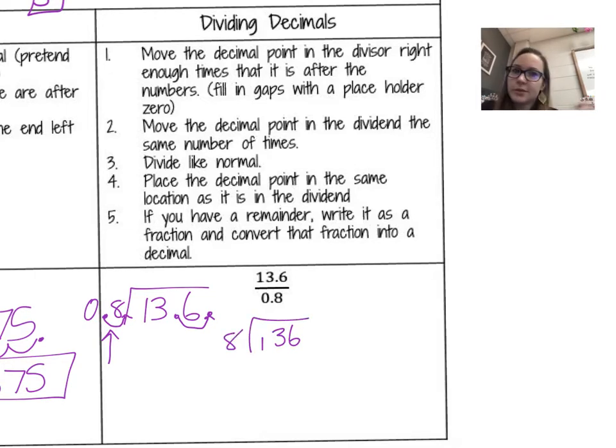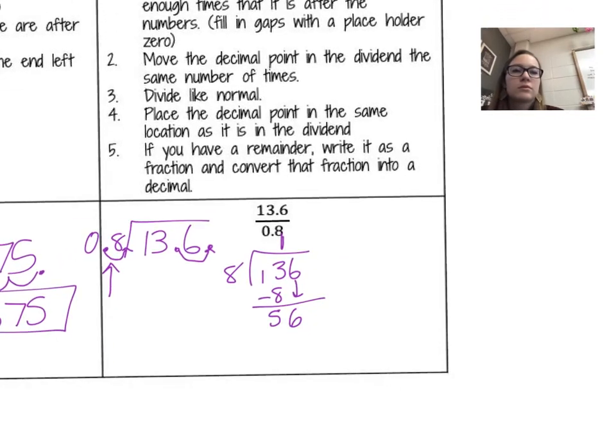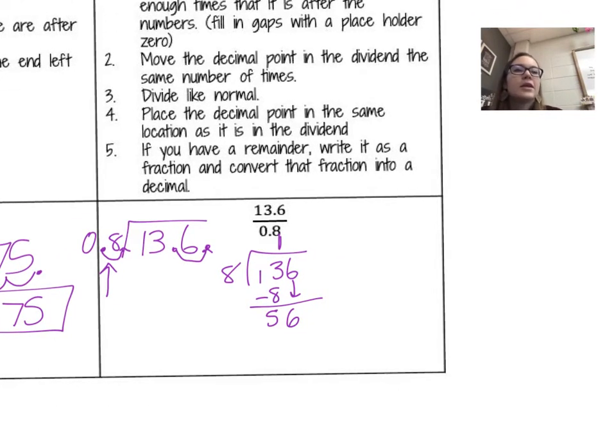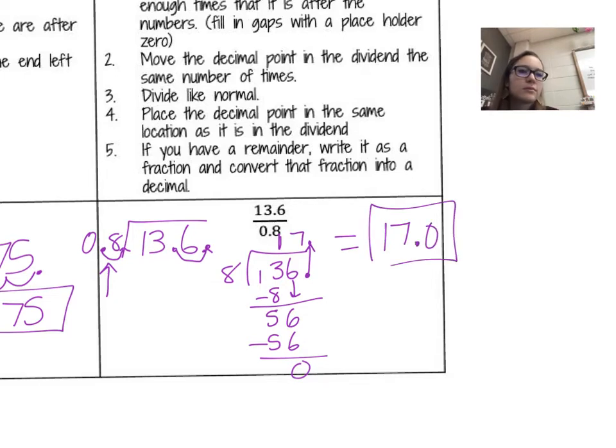Okay, they're just going to divide like normal. 8 does not go into 1, but 8 does go into 13 one time. And then my 6 comes down. 13 minus 8 is 5. The 6 comes straight down. Okay. And then 8 goes into 56 7 times, because 8 times 7 is 56. And my decimal point was right here, so it goes straight up. So this should be 17. Okay?